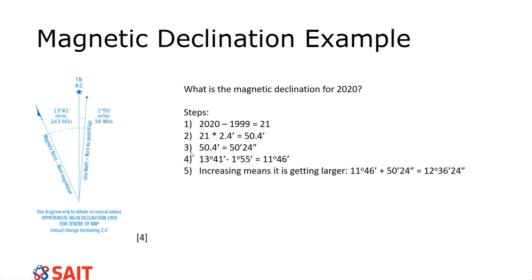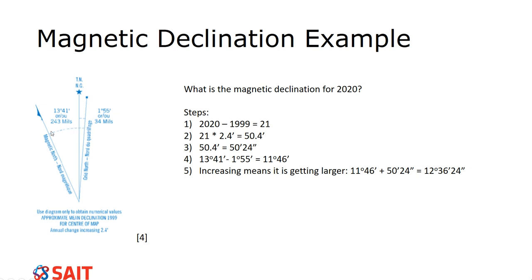So now, as I mentioned in my previous slide, step 3 was converted into DMS because 0.4 minutes is really hard to conceptualize. So we switch it into 50 minutes and 24 seconds. Then we have 13 degrees 41 minutes, which is my magnetic declination, and I minus 155 because that is my convergence angle. And then we get 11 degrees 46 minutes, right? So can you see why we do that?